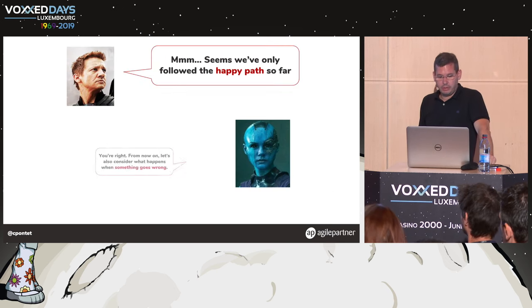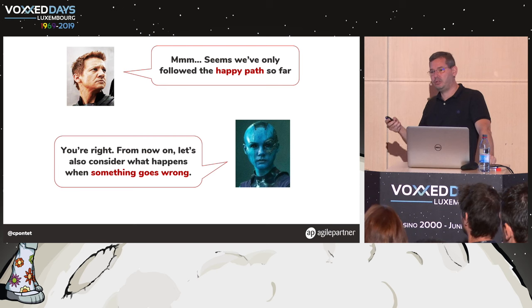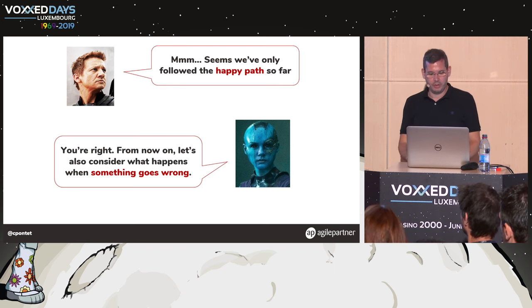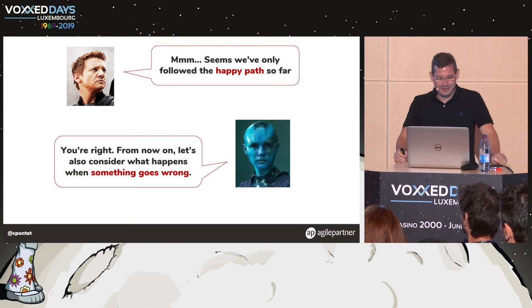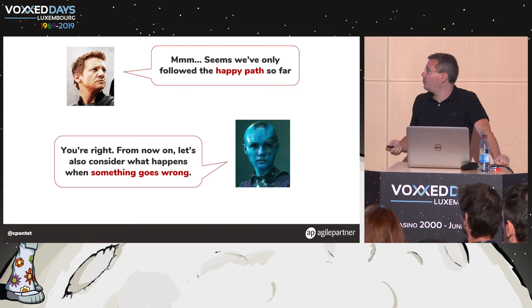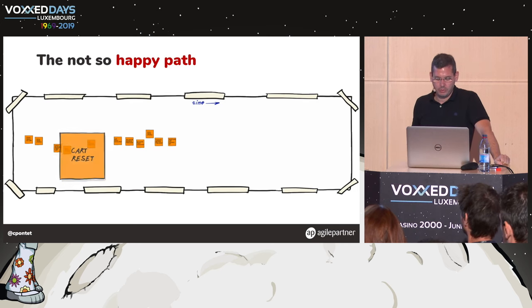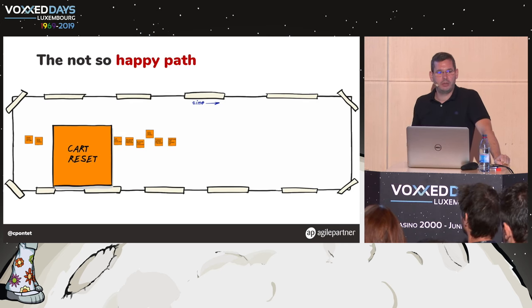And there you go. Yet another conversation emerged from this workshop. We always tend to follow the happy path because we are built like that. We are optimistic most of the time. So we also need to explore when things go wrong. So the cart can be reset.